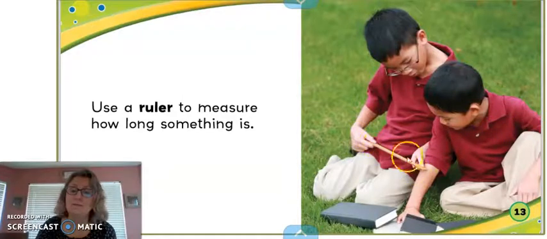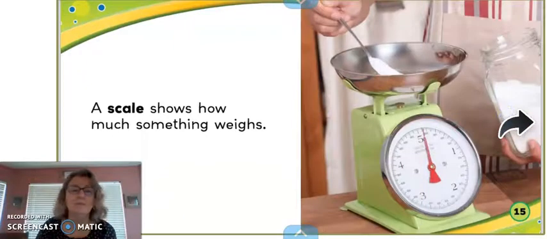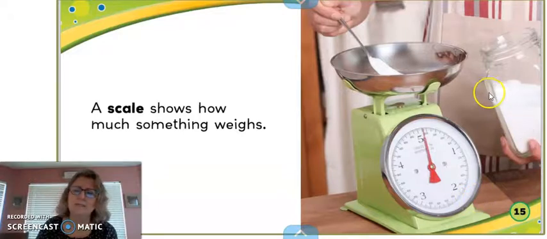See, that boy has a ruler. I think he might be measuring how long that book is. A scale shows how much something weighs. This scale looks different than the one in the other book, but it's still measuring how much something weighs.